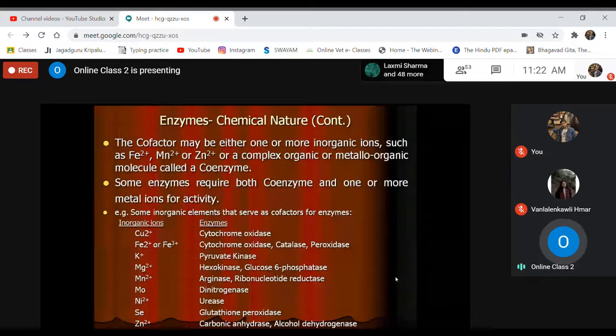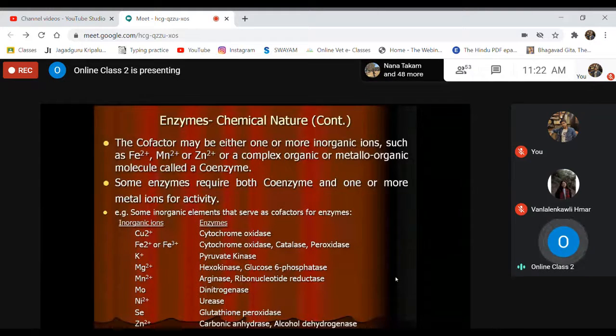Now here what we have defined is the cofactor. The cofactor includes the inorganic as well as the organic molecules. But when it is purely organic, then we call it the coenzyme. So what is the difference between the cofactor and a coenzyme? The cofactor includes the metal ions and the organic molecules, whereas the coenzyme includes only the organic molecules.